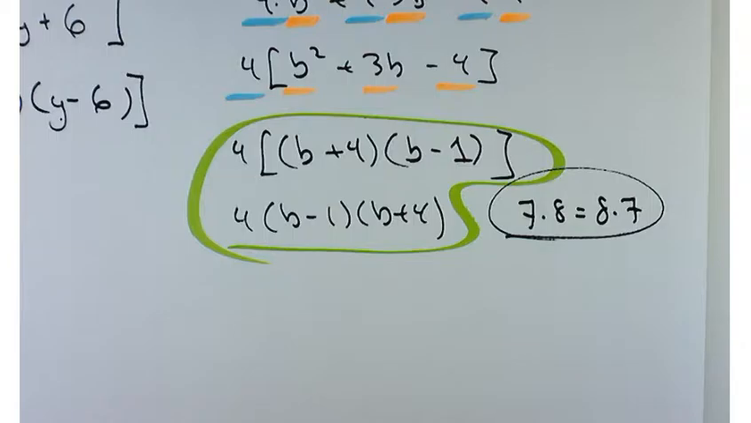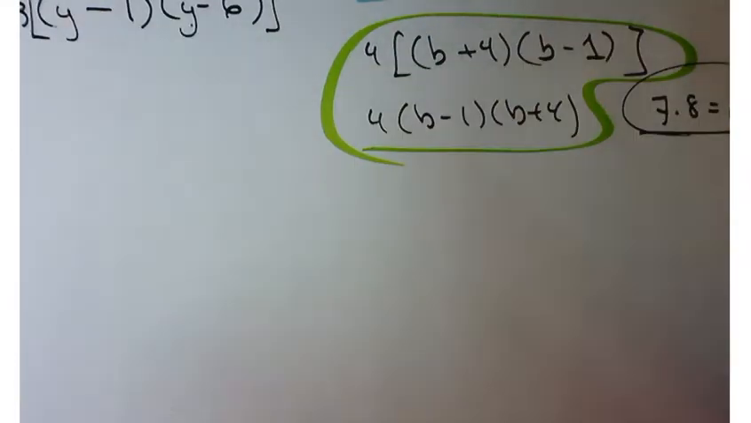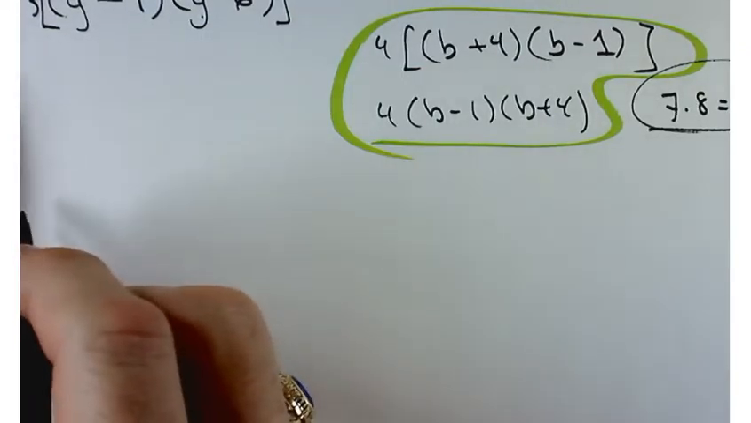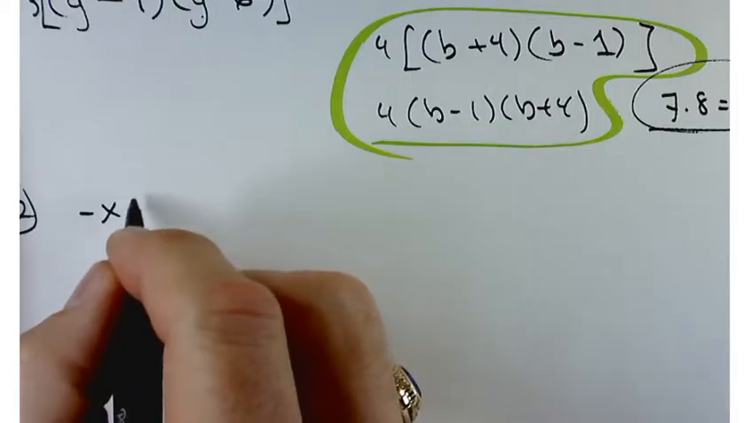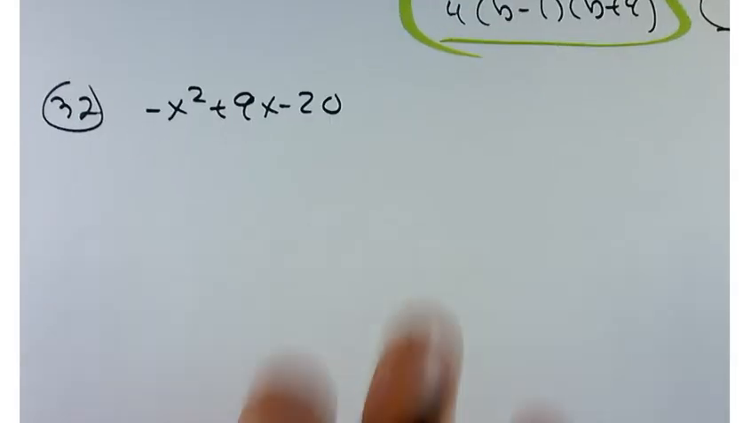Let's back up a step. Still kind of working with the same general idea, and that is factor out the GCF, although it's going to change a little bit for us. So in problem 32, we've got minus x squared plus 9x minus 20. Is there a GCF here? Kind of, sort of, maybe, possibly. Other vague terms that I can throw in there as well. But there is something I can factor out of all these.